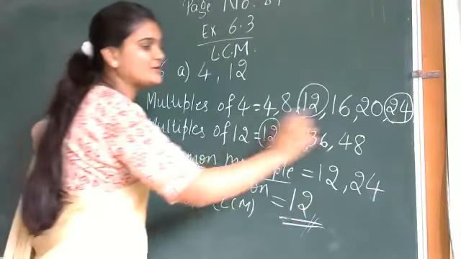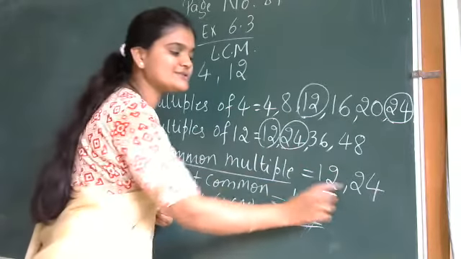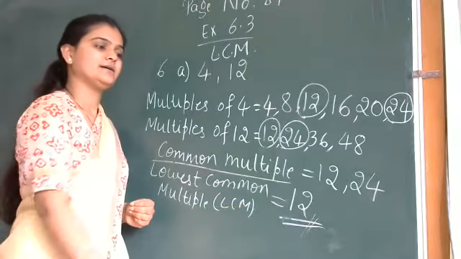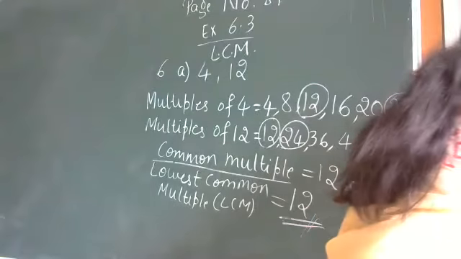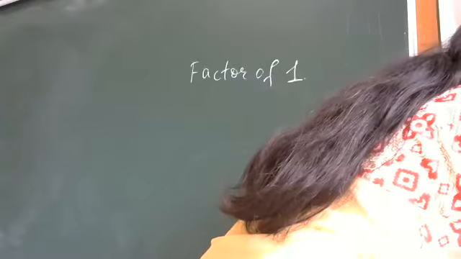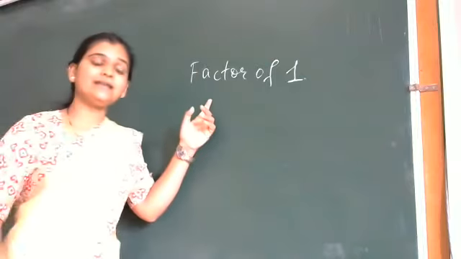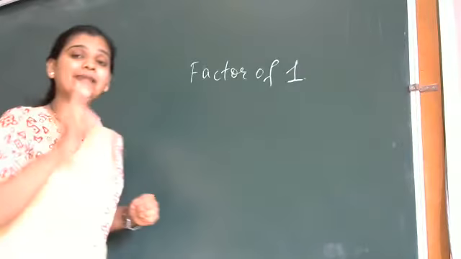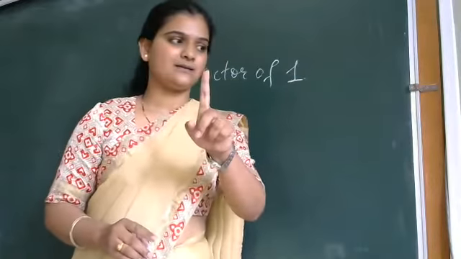But still, here we have found till 24. Common multiples, you write both. In that, the lowest one is 12. No, ma'am. Then which is the lowest one, Kirti? Ma'am, the factor of 1. Yes, the factor of 1 is the number 1 itself. So, 1 is the only number which is having the factor as 1.